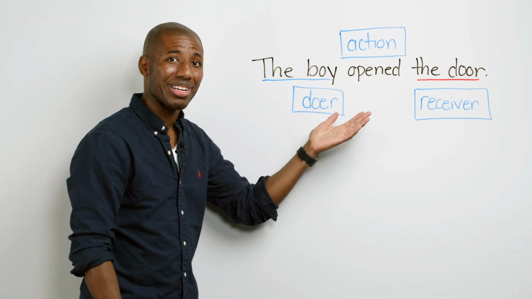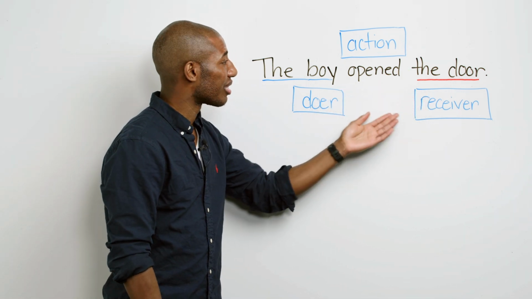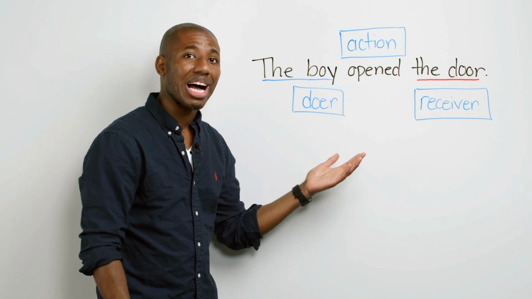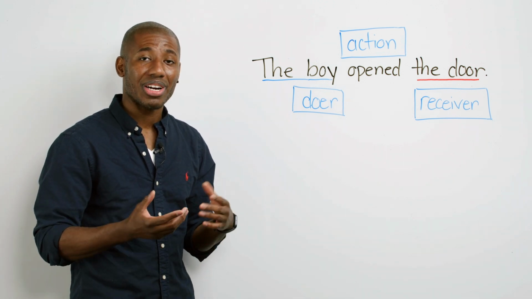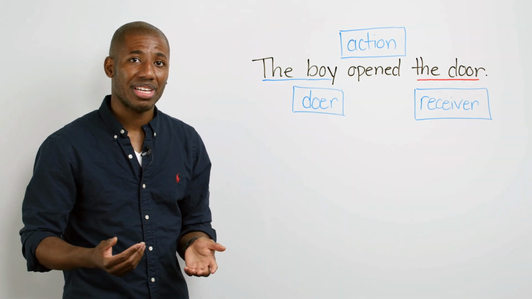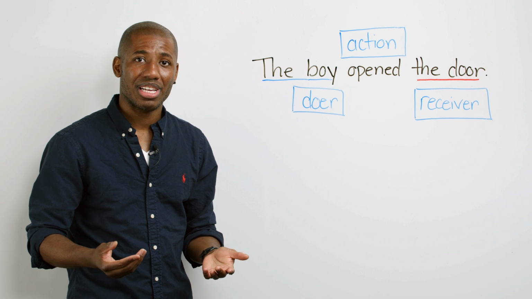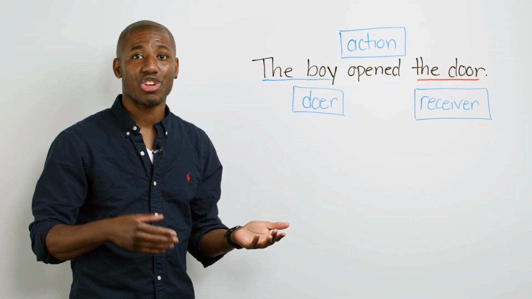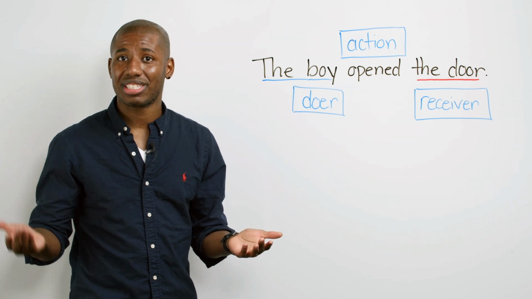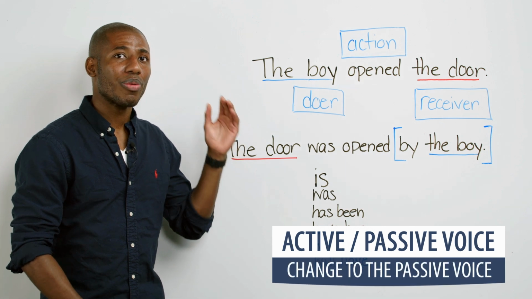What did the boy open? The boy opened the door. The door is the receiver or the direct object. So again, before we can really switch our sentences from active to passive, it's very important for us to understand the different parts of a sentence. And the more that we understand different parts of a sentence, the easier it will be to switch active sentences to passive sentences. So now let's switch our active sentence over to a passive one.